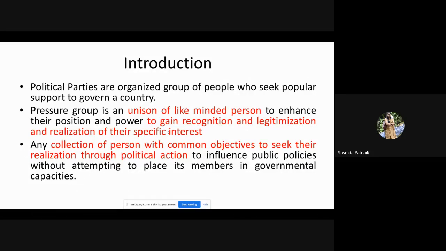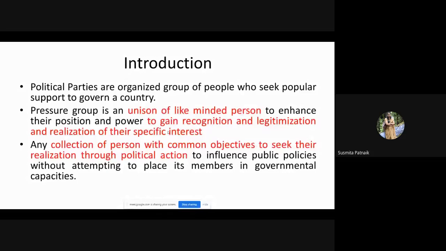The first thing is that inside a political party there are no like-minded persons; the members have different specific interests from one to another. While in the case of pressure groups, the members have the same interest, and they try to recognize and legitimize their interest by putting pressure on the legislature. By putting pressure on the legislature, they can get the work they want done.